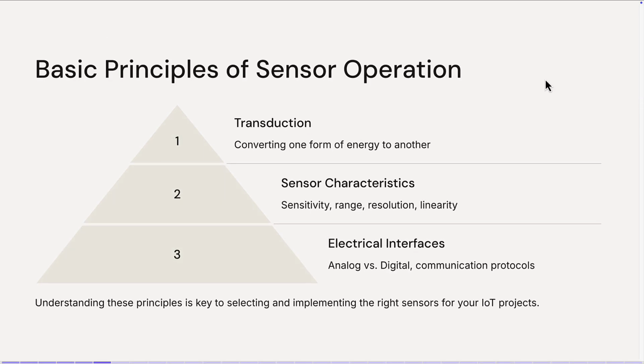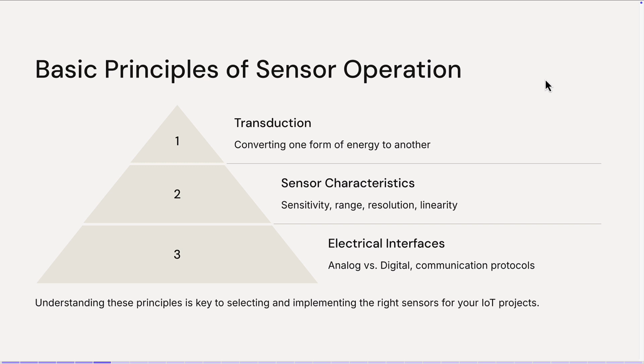So the basic principle of the sensing operation. The first thing I'm going to introduce is the concept of transduction, and this is what I want you to understand very carefully, because if you understand this even at a high level, you will understand how any other sensor will work, which is converting one form of energy into another. We convert from a physical phenomenon into a digital signal.